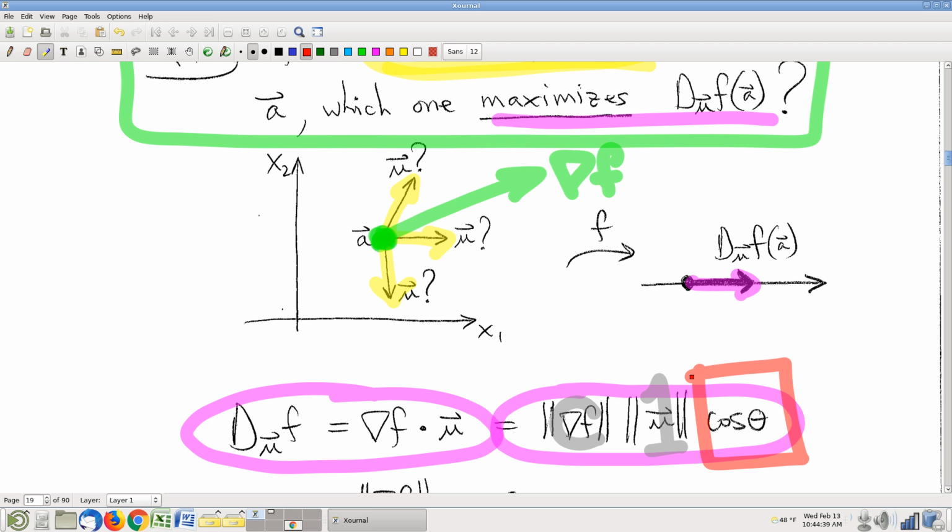I need to make cosine theta as big as possible, the cosine of the angle between the two vectors. So this angle here, that's my theta. I need to make the cosine of that angle as big as possible, and that's an easy trig problem. You just have to think back to your memory of trig functions.